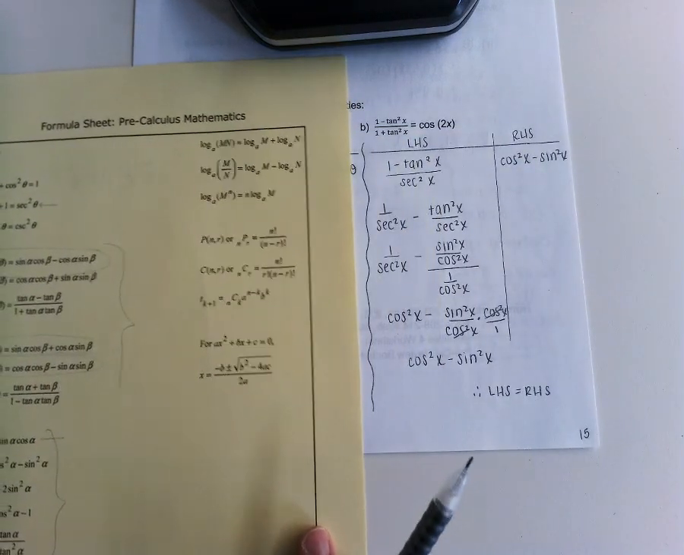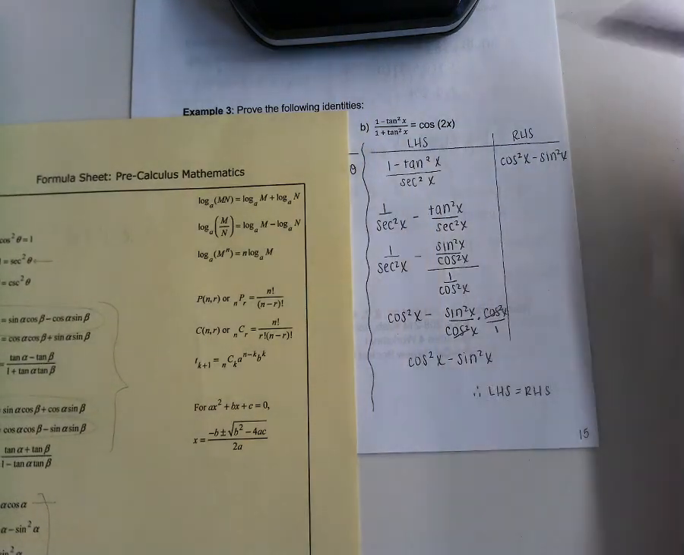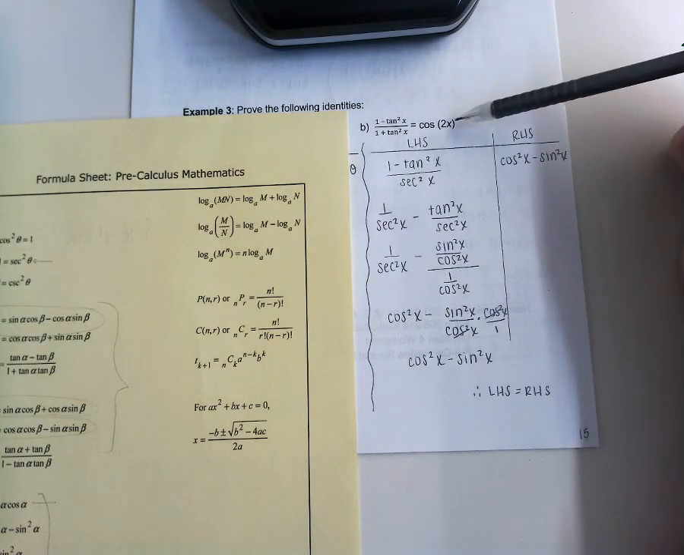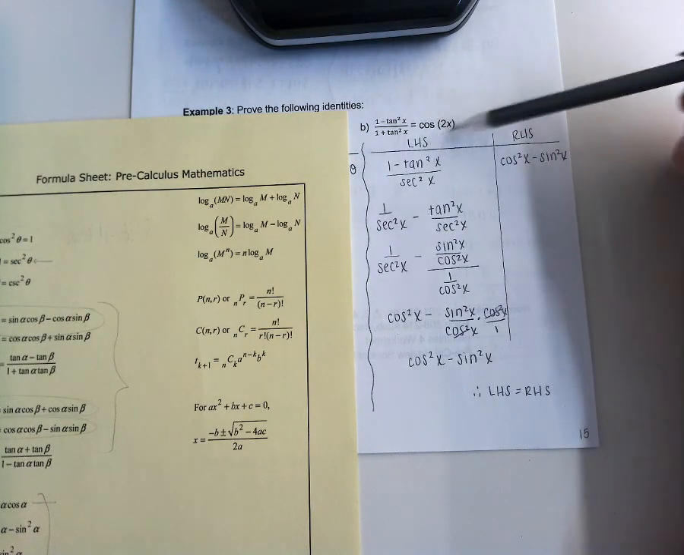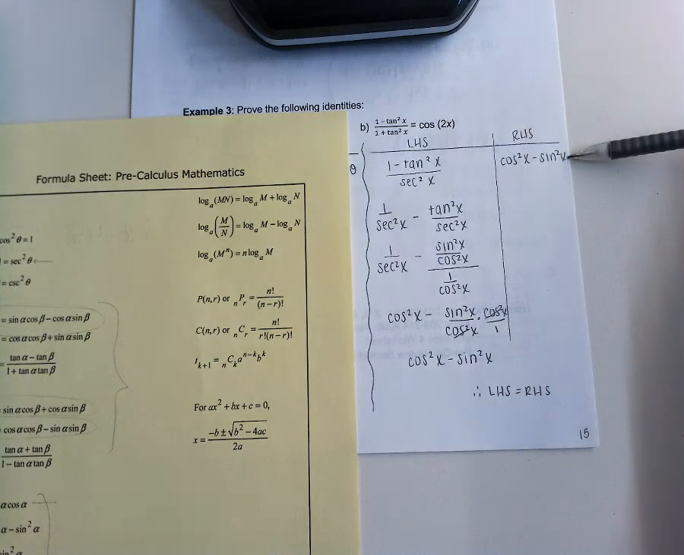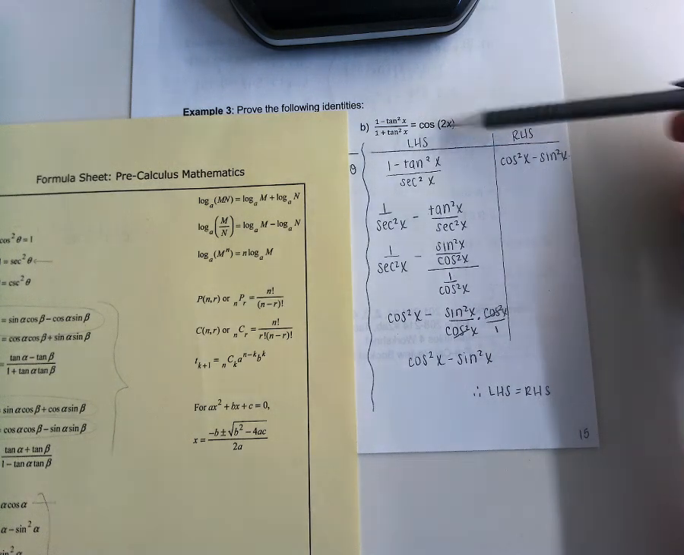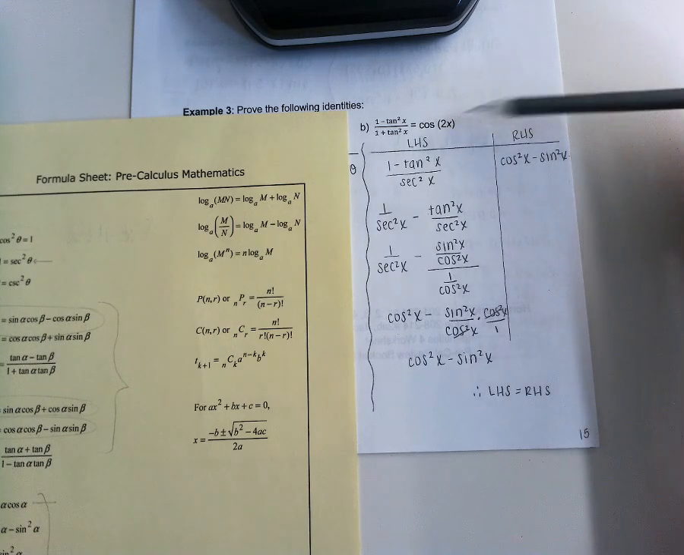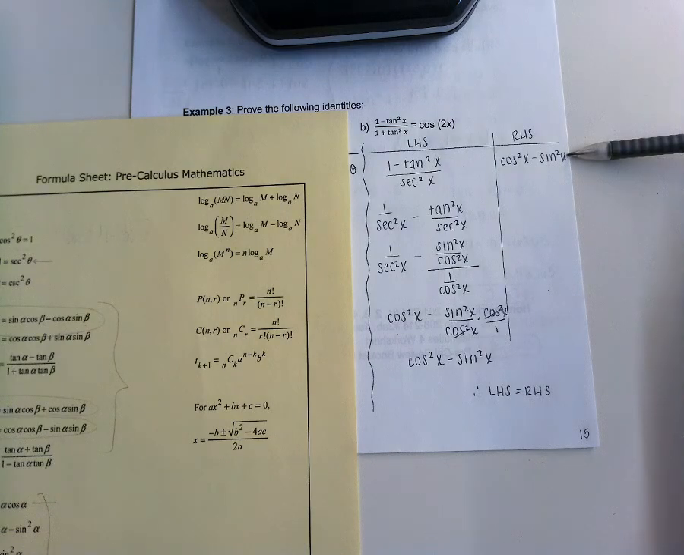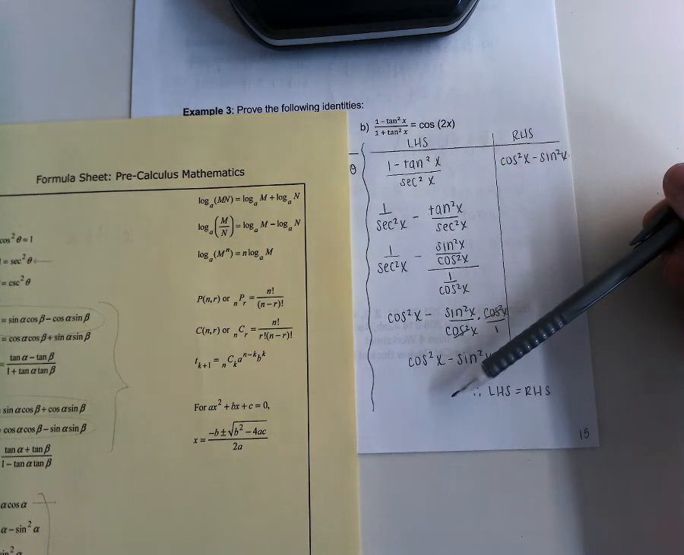Very similarly for question B, again, my first step was cos 2x. I rewrote it as cos squared x minus sine squared x. With these double angle identities, when you're working in a proof, it makes the most sense to first change those into their corresponding value and then work on the other side.